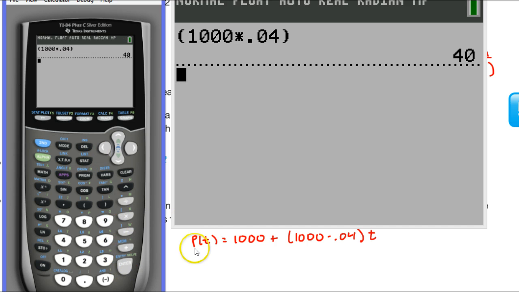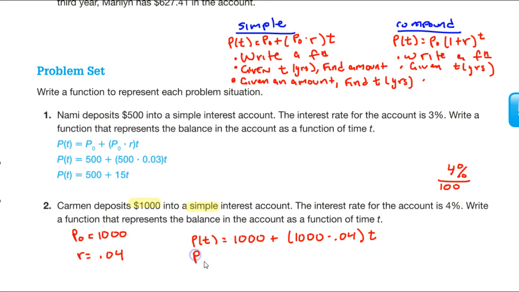So in order for me to simplify this a little bit, we're going to keep our initial amount as 1,000 outside, and this becomes 40. So we get 40t. And we're done.